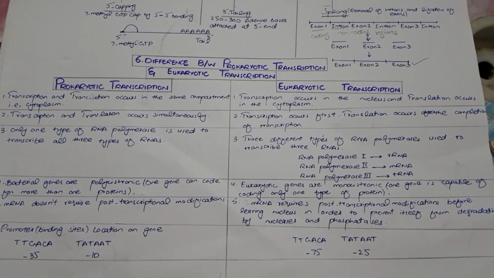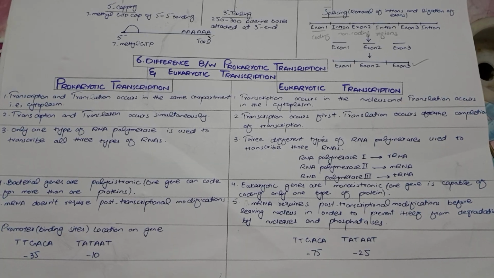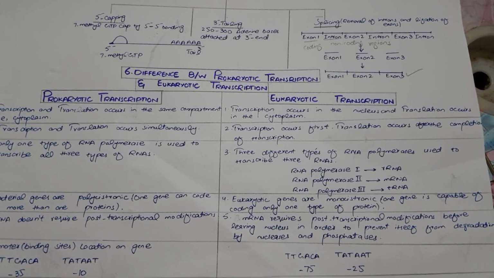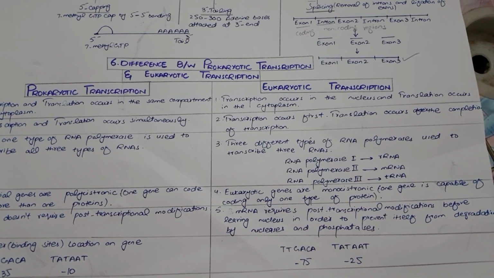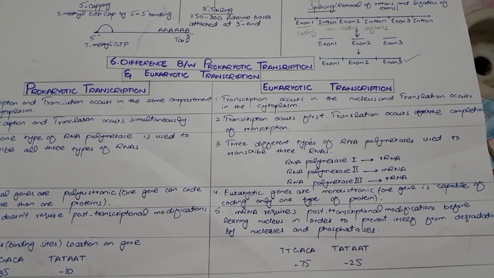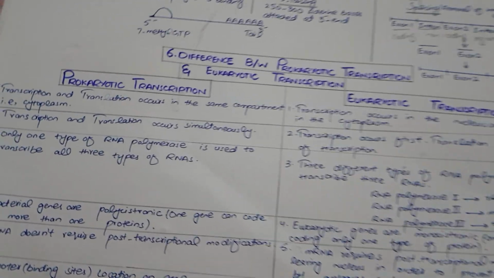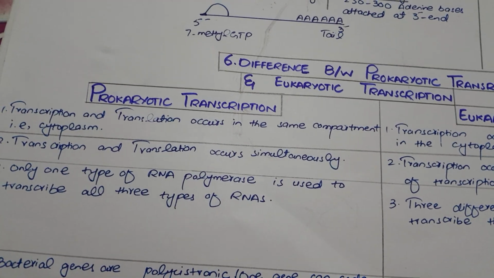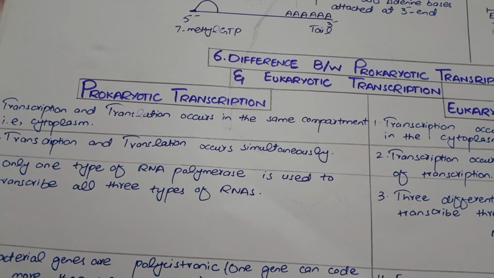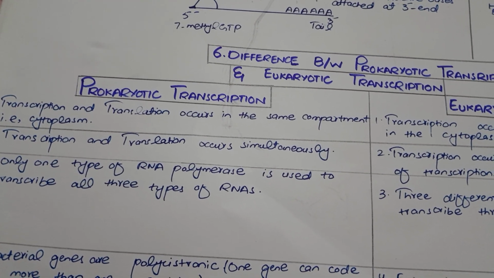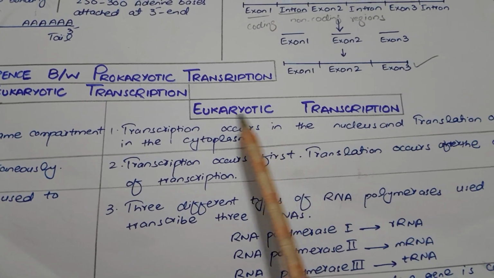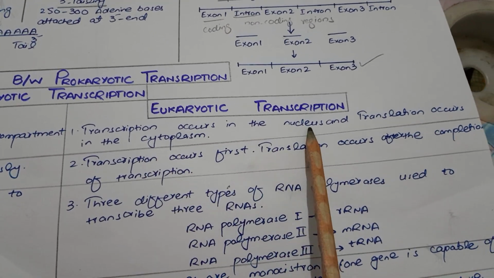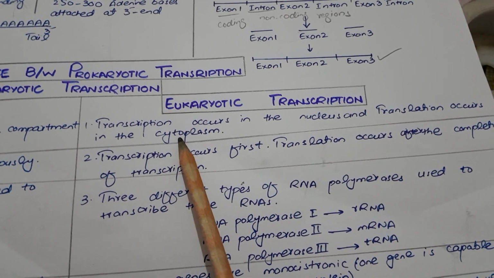Then we will discuss the difference between prokaryotic and eukaryotic transcription. In case of prokaryotic transcription, transcription and translation both occur in the same compartment. So they don't have to move from nucleus to cytoplasm. That's why they don't need the post-transcriptional modifications. And in case of eukaryotic transcription, transcription occurs in the nucleus and translation occurs in the cytoplasm.